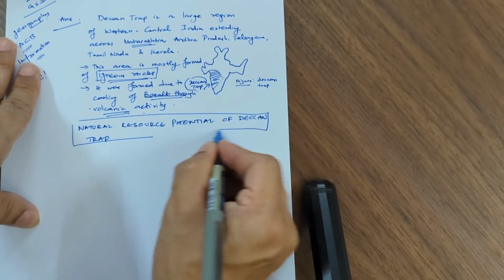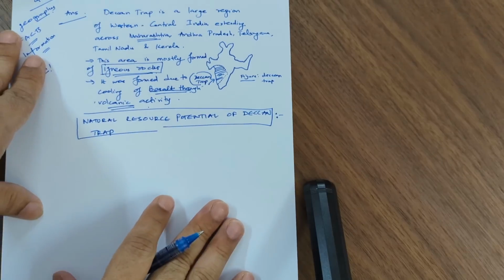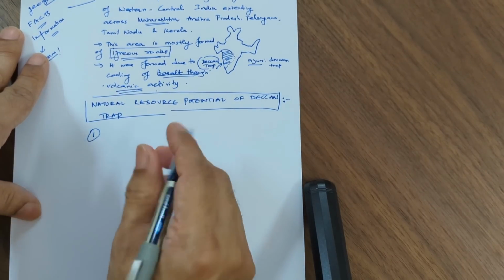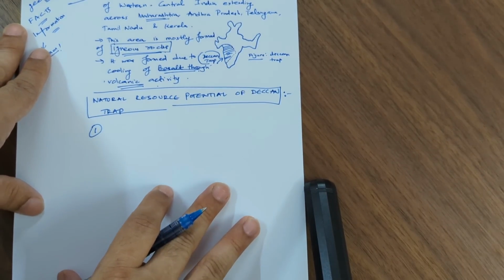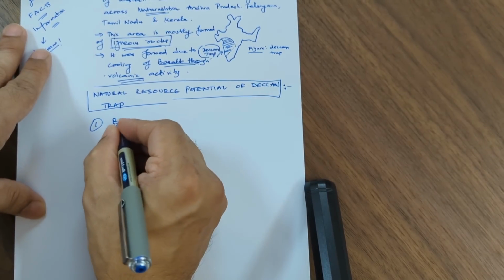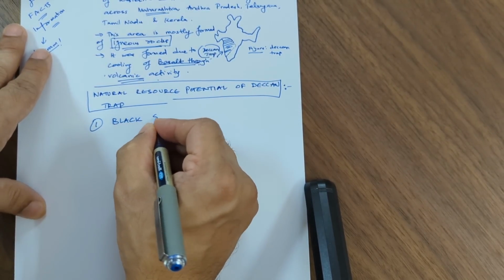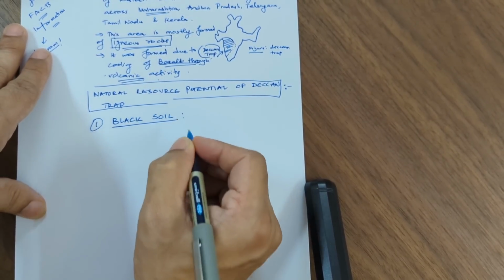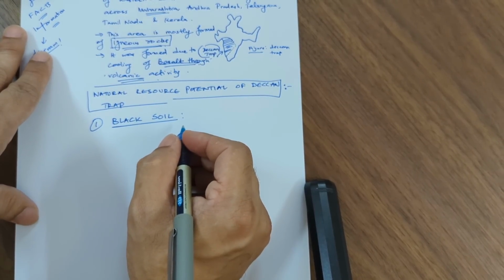You can box it, underline it. All right. And now I will give point by point how this area is rich in natural resources. So, the number one natural resource here is black soil. Because of igneous rocks, this area is made up of black soil.